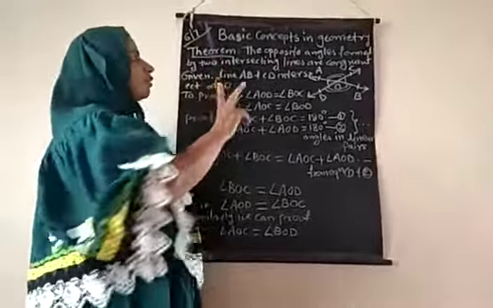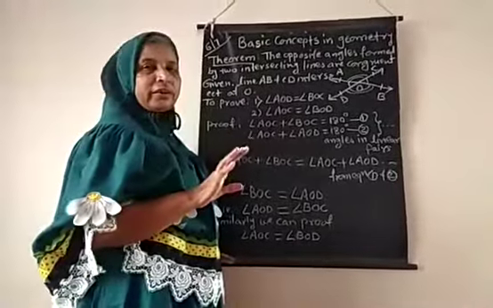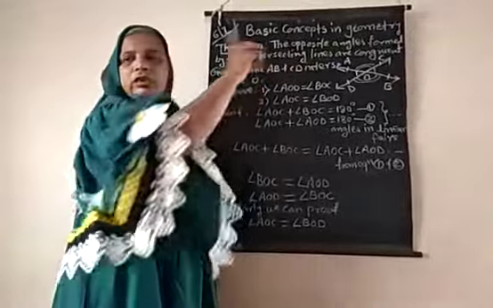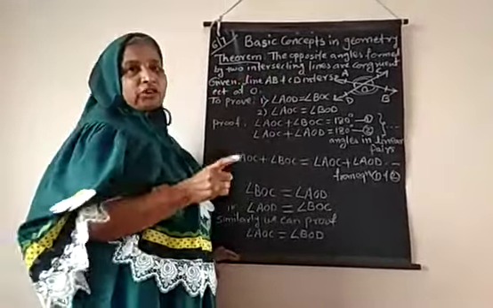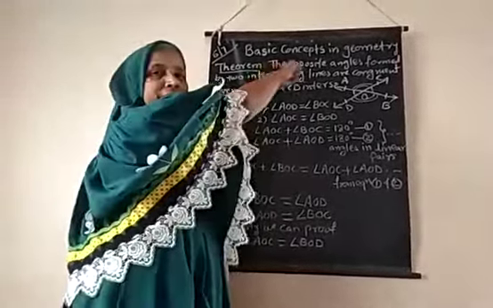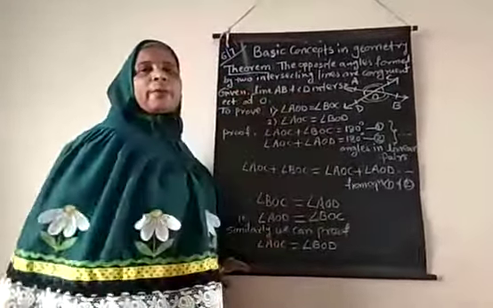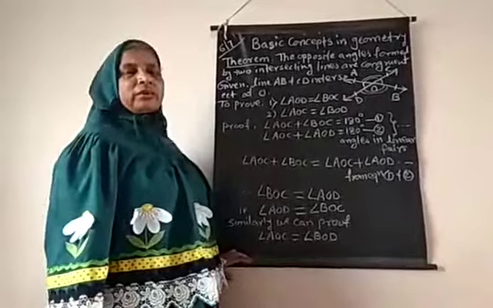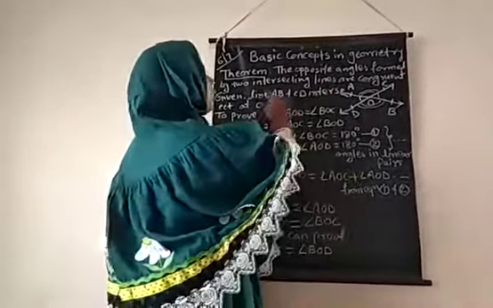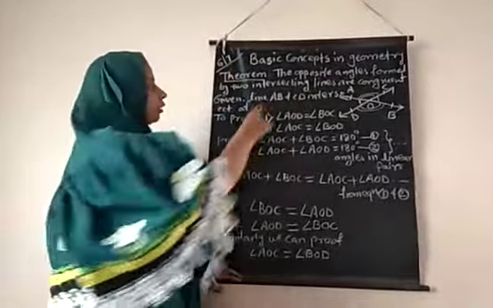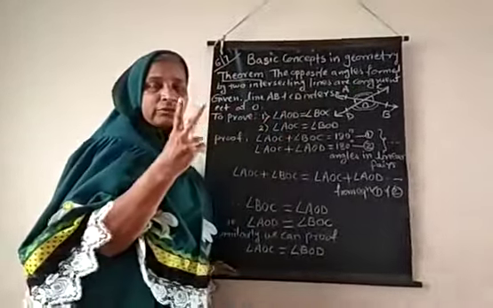The theorem statement is about the opposite angles, which are formed when two lines intersect each other. This is given in the theorem statement. From the statement, first we write the given. What is the given part? Which lines are given in the question? In the theorem statement, two lines are given.